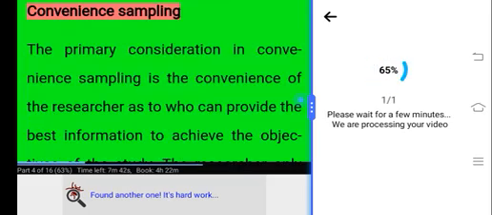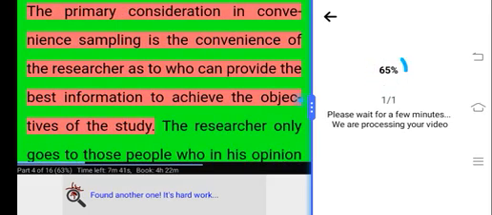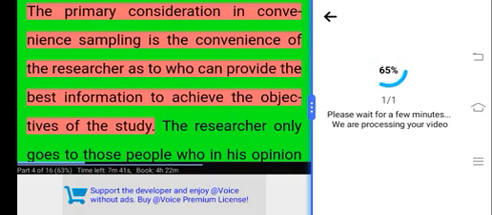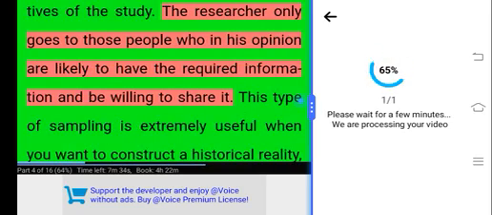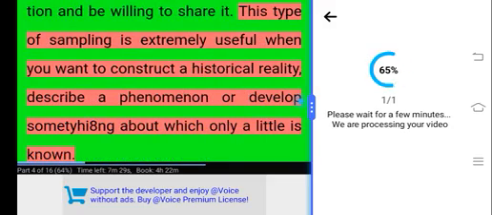Convenience sampling. The primary consideration in convenience sampling is the convenience of the researcher as to who can provide the best information to achieve the objectives of the study. The researcher only goes to those people who in his opinion are likely to have the required information and be willing to share it. This type of sampling is extremely useful when you want to construct a historical reality, describe a phenomenon or develop some understanding about which only little is known.